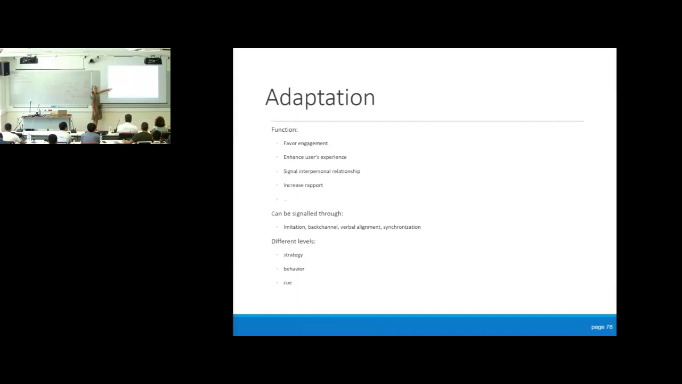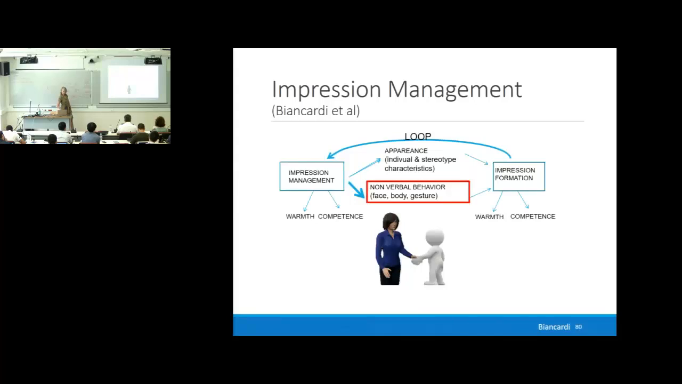And here I'm going to show you studies where we looked at adaptation happening at different levels. First, at the behavior level, so choice of the behaviors, conversational strategies, and also very low level such as the cues. So let me start with the behavior level.